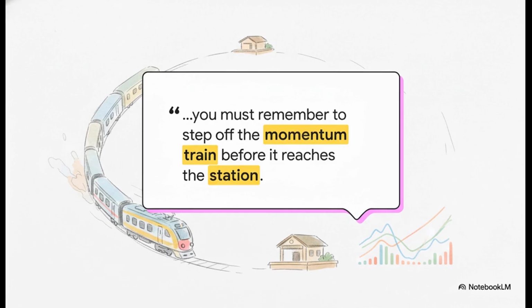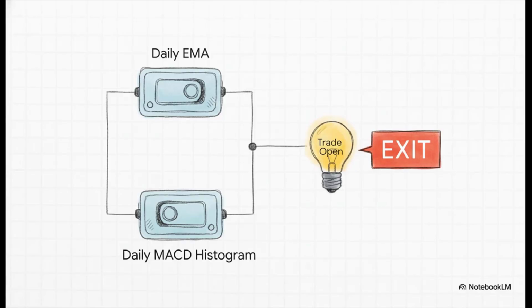Momentum trading isn't about riding a trend until it completely dies out. It's about capturing the most powerful part of the move. You have to get off the train while it's still moving fast, not when it's already pulling into the station. And here is the rule that makes that happen.